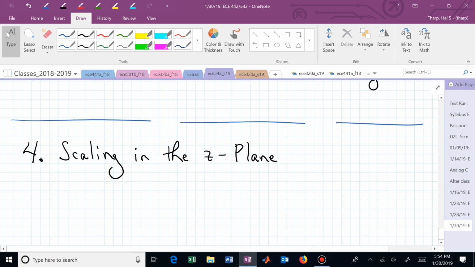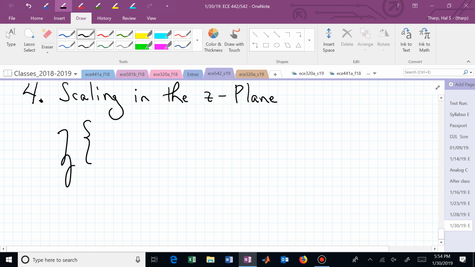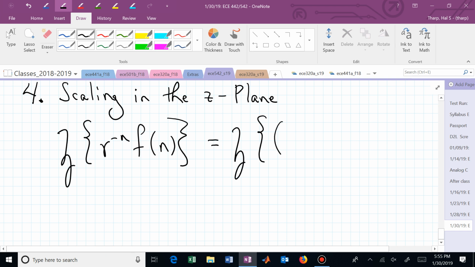heard and provided, right? So here's property 4, scaling in the z-plane. And what do I mean by that? Suppose that we now look at z-transforming r to the minus n f of n. N, remember, is our time index. r is some number, but we're raising that to a minus n power. So if n is 0, we have r to the 0. If n is 1, it's r to the minus 1. Or you could think of this, if you don't like negative exponents, as the same as 1 over r raised to the n, f of n. So f of n is being scaled by 1 over r as the index n is sequenced. Meaning, if r is 2, then the original waveform f of n is scaled by 1, 1/2, 1/4, 1/8 as time evolves.